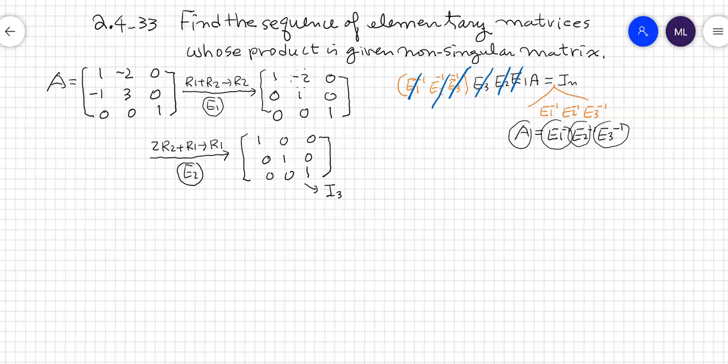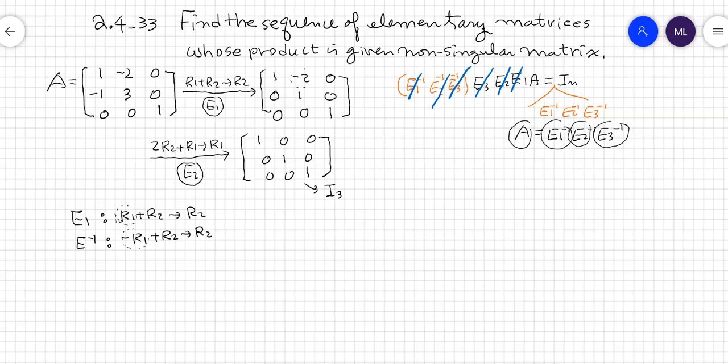Okay. So first elementary operation is R1 plus R2 is R2. Now, if E1 is R1 plus R2 goes to R2, then what is E1 inverse? That is negative R1 plus R2 goes to R2. You add one copy of R1 to R2. The inverse is, you subtract R1.